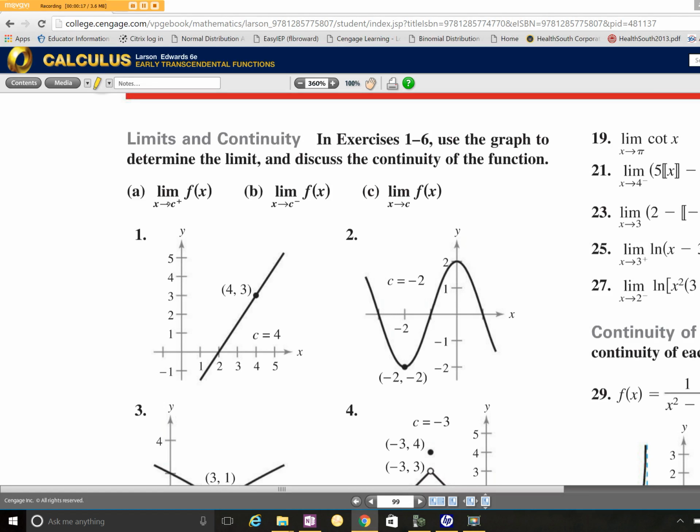So they're giving us for number 1 this particular graph. It goes through the points (4, 3) and (2, 0). It's a straight line. You can see that they're focused on the value for c equal to 4. And we're going to analyze this from the right side, because remember the plus side says that we're coming from the right. The c minus, or the c with the negative on top, means we're coming from the left. And the limit of f of x as x approaches c, we're looking at the actual value at 4.